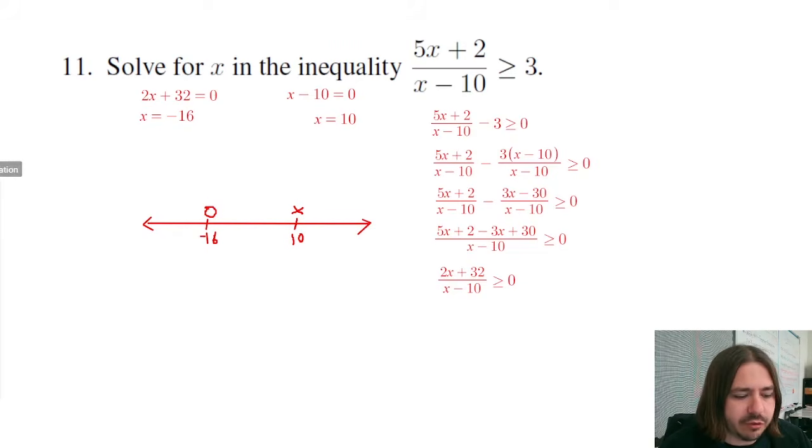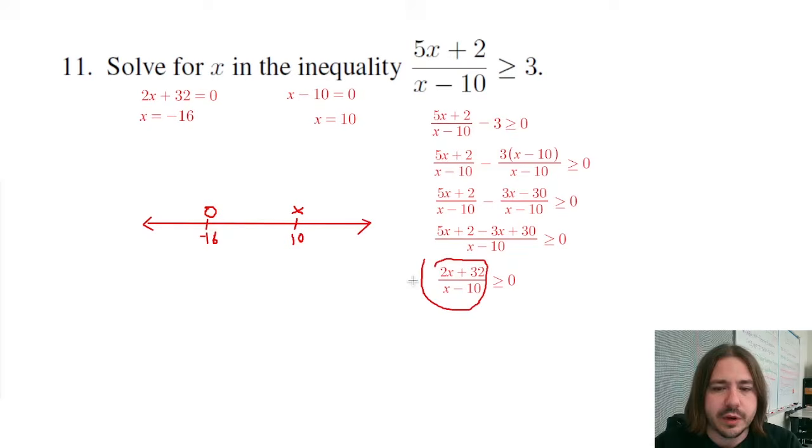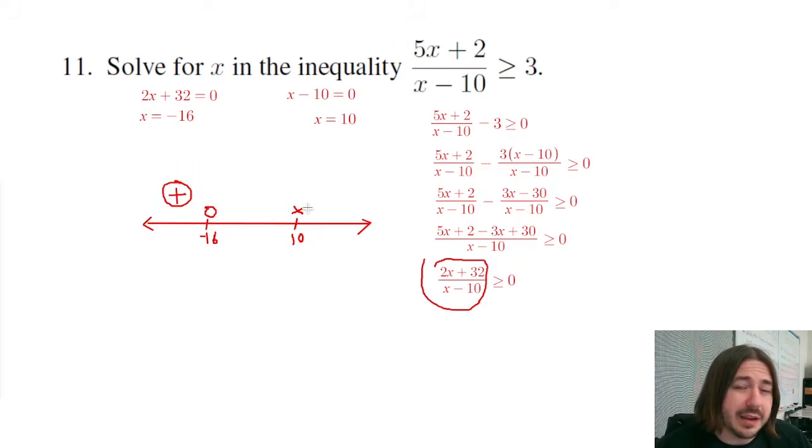But what we need to do is just pick some number to plug into this function down here that's in this interval. So if I plug in something like negative 20, that's going to give me a negative divided by a negative, which is positive. So I know in this interval I'm positive. I'm 0 at negative 16. And then in between negative 16 and 10, I can pick a number like 0, and that gives me a positive divided by a negative. So all the values in between negative 16 and 10 will be negative. And then finally, I pick a value greater than 10, let's say like 100, and that's going to give me a positive divided by a positive, which is also positive.